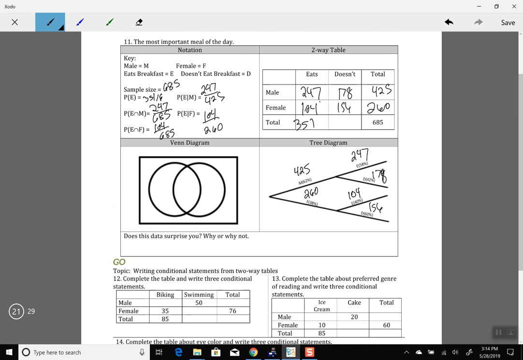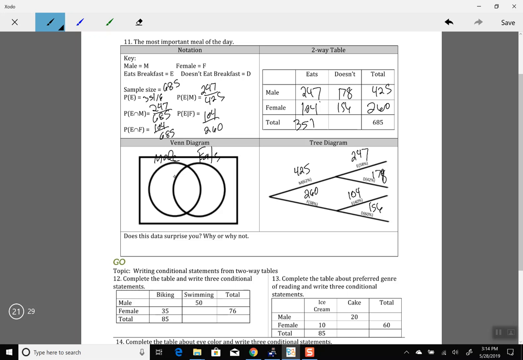You could fill in the diagrams from here. Just remember that you should have separate things. So you could have like male and eats. If you had male and female, then the overlap would be someone who's male and female, which does not make sense, at least in terms of this problem.